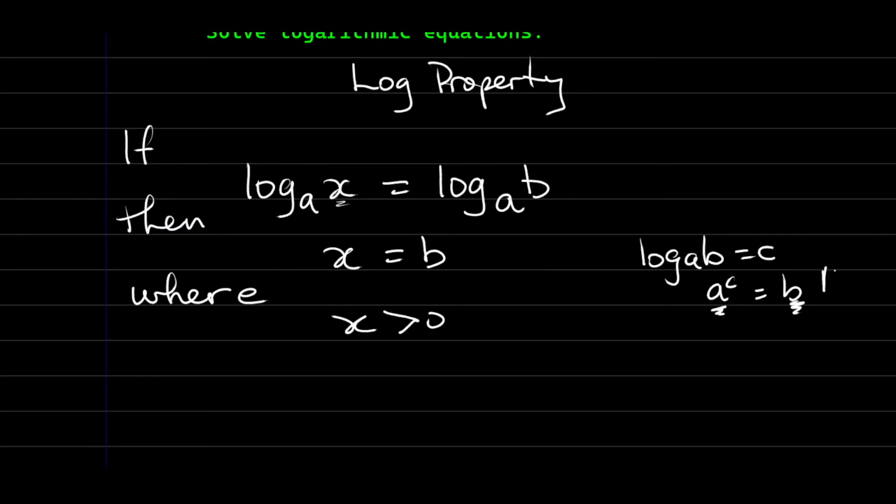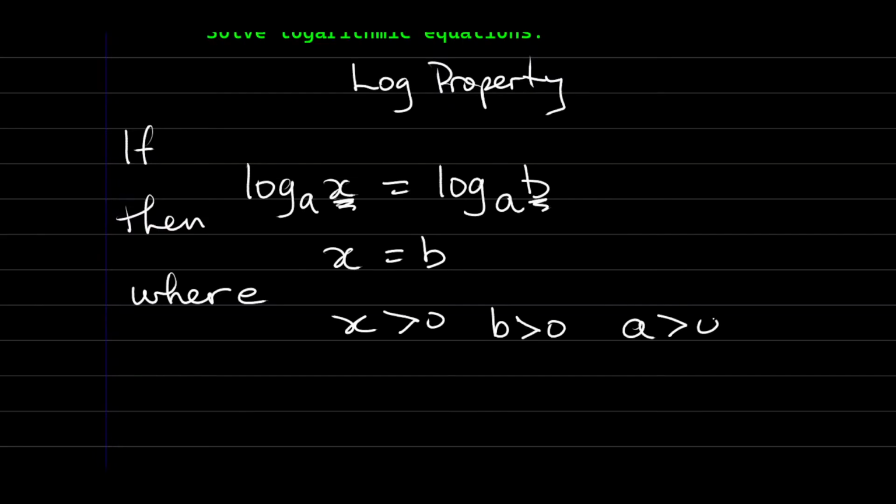Another thing you have to pay attention to is that, because of the same exact thing, b is going to be greater than 0 as well. So x and b, the expressions inside of the logs, have to be greater than 0. a is also going to have to be greater than 0, and a is also going to have to be not equal to 1.